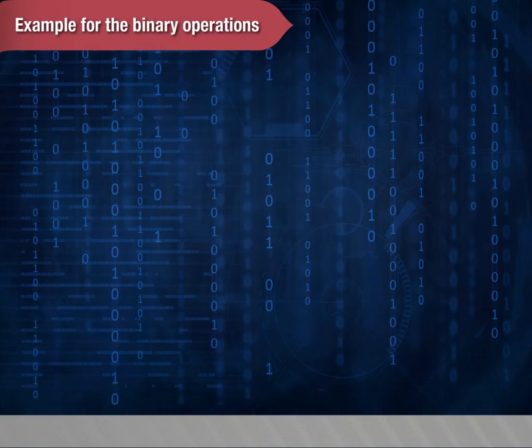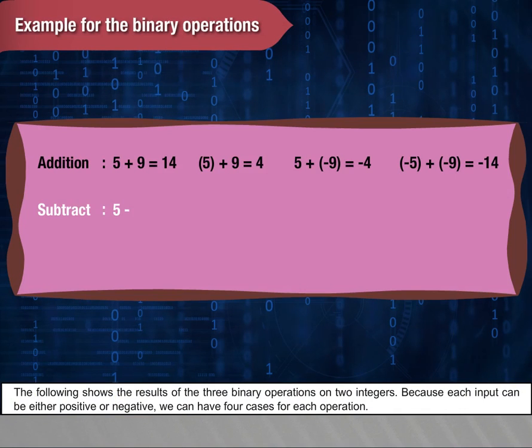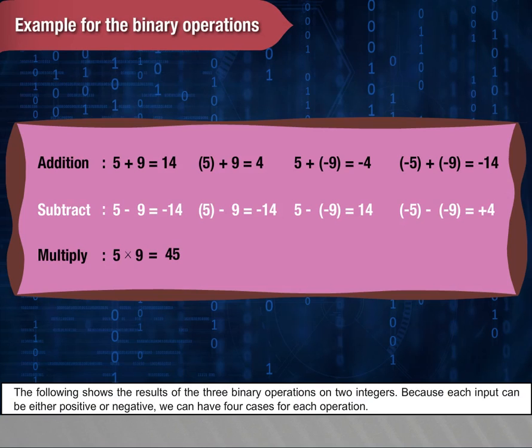Example for the binary operations. The following shows the result of the three binary operations on two integers. Because each input can be either positive or negative, we can have four cases for each operation.